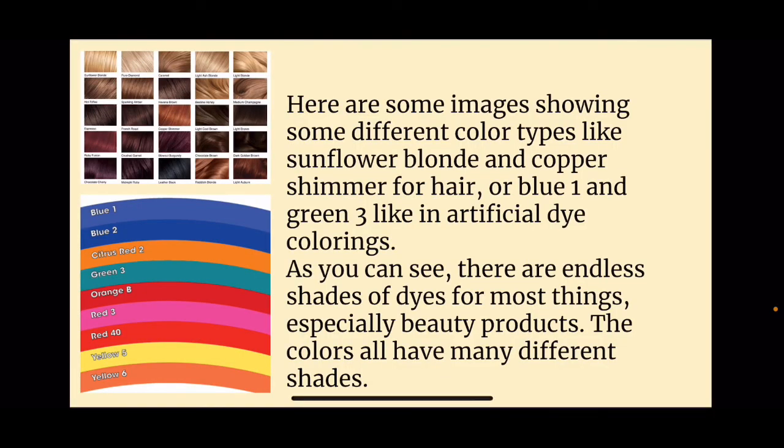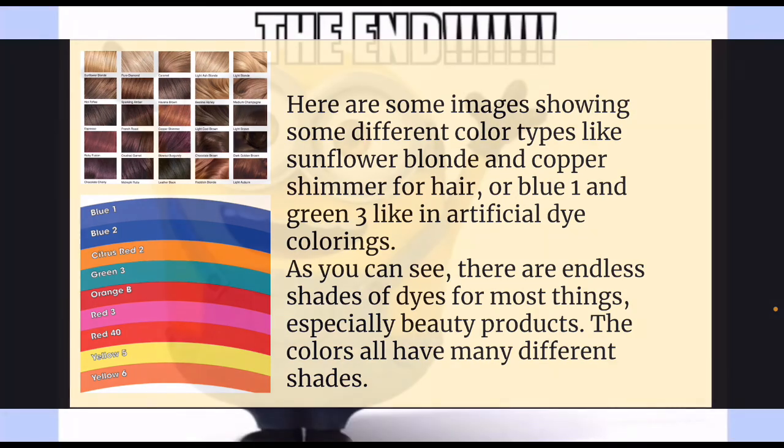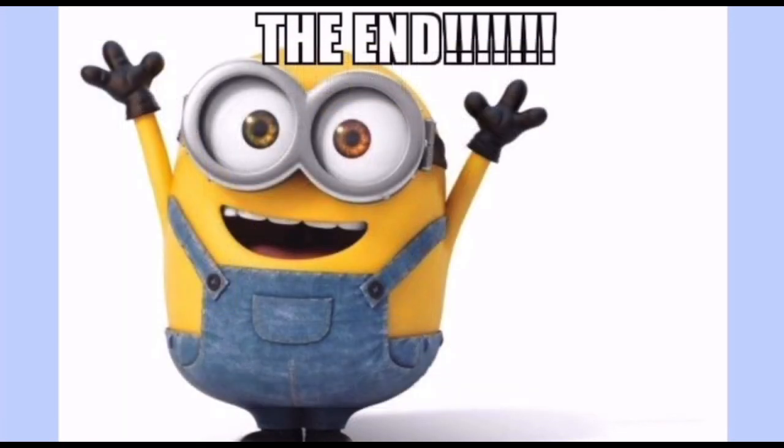Here are some images that show different color types like sunflower blond and copper shimmer for hair, or blue 1 and green 3 like in artificial food colorings. As you can see, there are endless shades of dyes for most things, especially in beauty products. The colors all have many different shades.